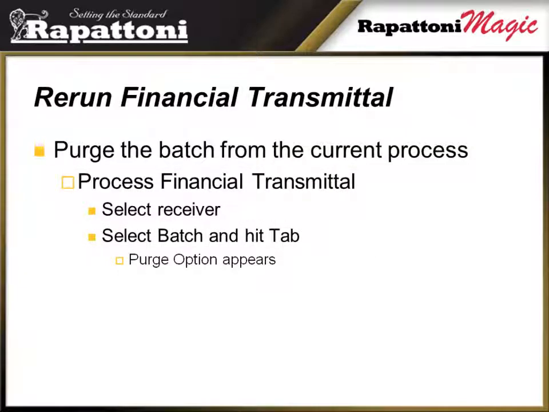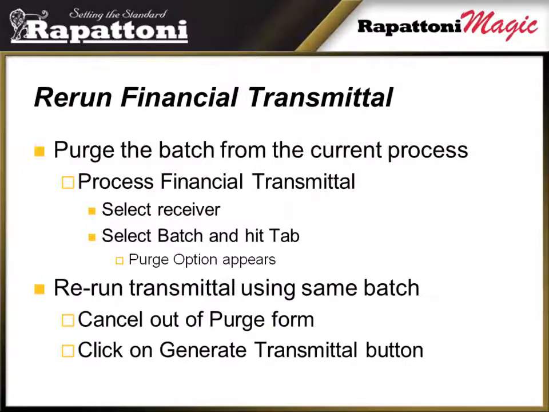All right, let's talk about the process when we do rerun a financial transmittal on a batch or a transmittal that we have not sent. So we're going to purge that. So we're going to process the financial transmittal by selecting a receiver. We're going to select the batch, and once it's inputted into the field, we're going to hit tab. That purge option will appear. From there, we're going to cancel out of that purge form, and we're going to rerun the transmittal by clicking on the Generate Transmittal button. And from there, you can actually create the report and send it, because now you feel confident of what's in that transmittal.